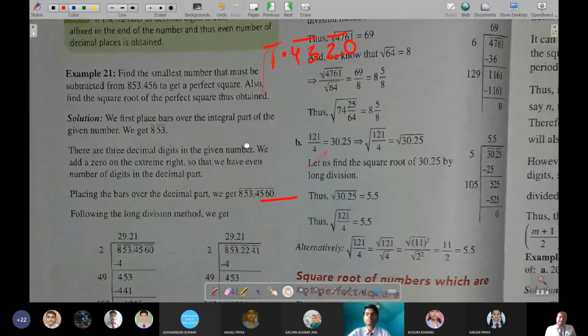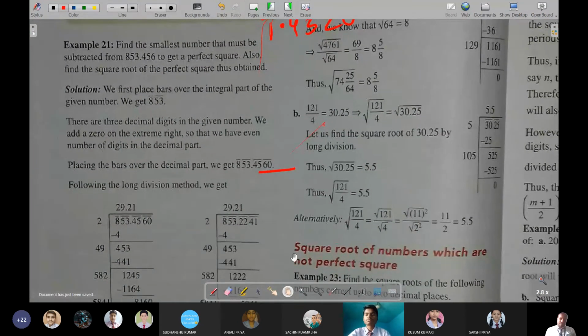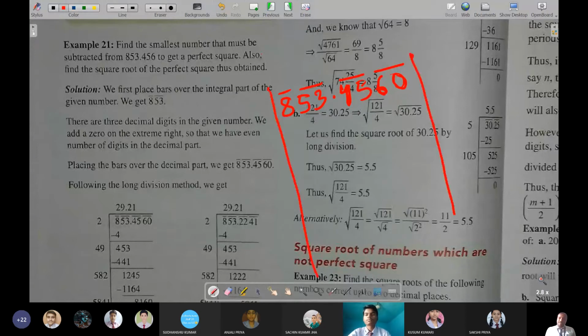So now here, if you see example number 21. In 21, what has been given? 853.456. So what we will do, we will keep 0, 853.4560. Why are we keeping 0? So that pairs will be formed after the decimal. If it is an odd count of digits, then you have to keep 1 zero at the last. Only at the last, not in the middle. Then it will form a pair after the decimal and then you can divide it.